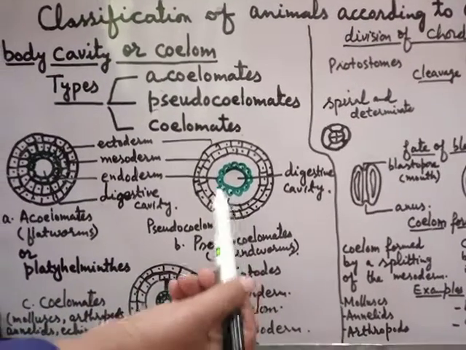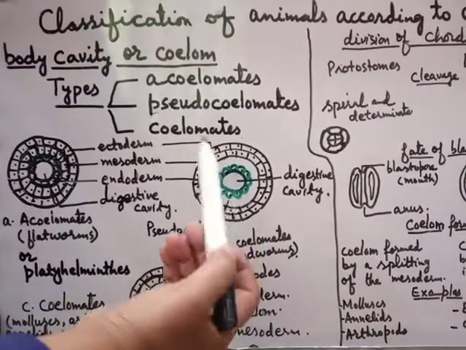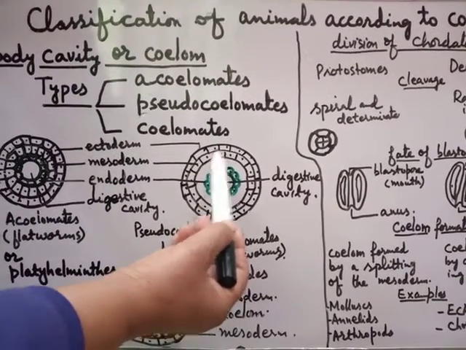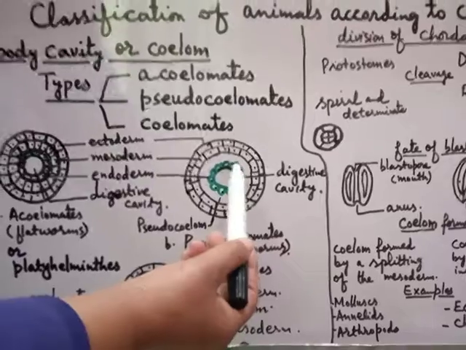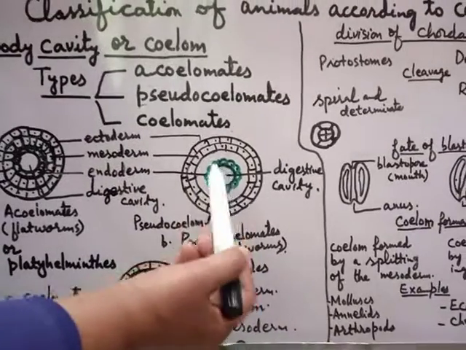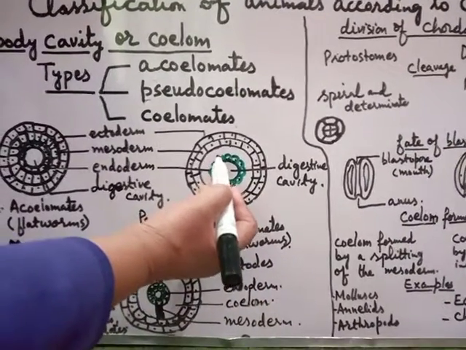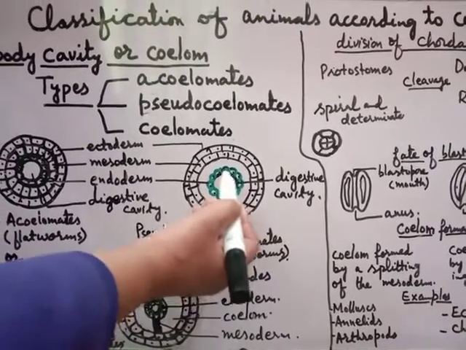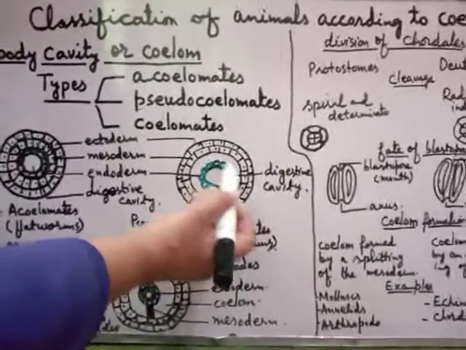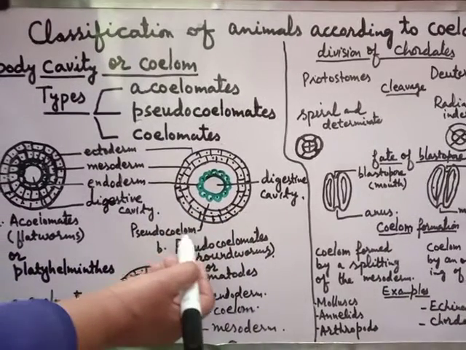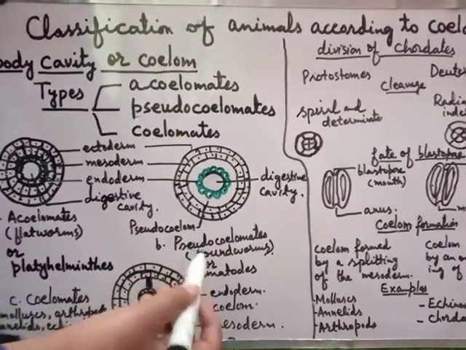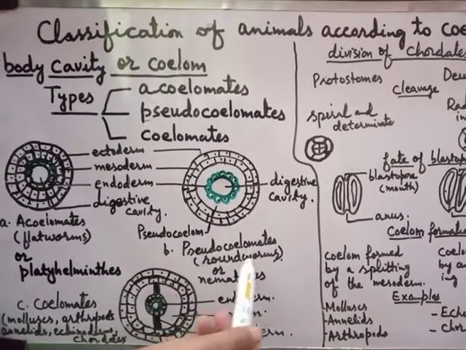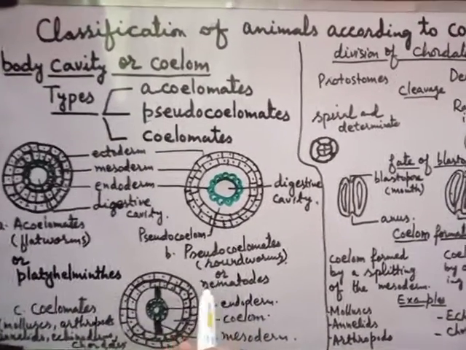Now, why do we call it false coelom? Because a true coelom is a coelom which is surrounded from all sides with mesodermal cells. As here in this case, you can see the inner side of the coelom is surrounded by endodermal cells, so we cannot call it a true coelom. That's why it is called what? Pseudocoelom. Now, animals included in this category are roundworms or nematodes.